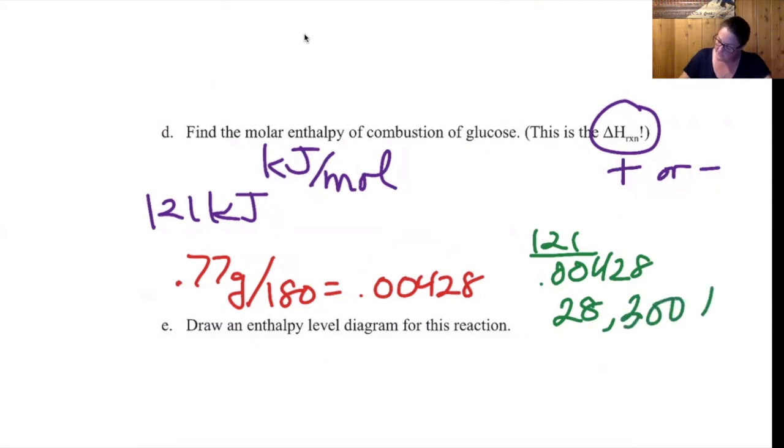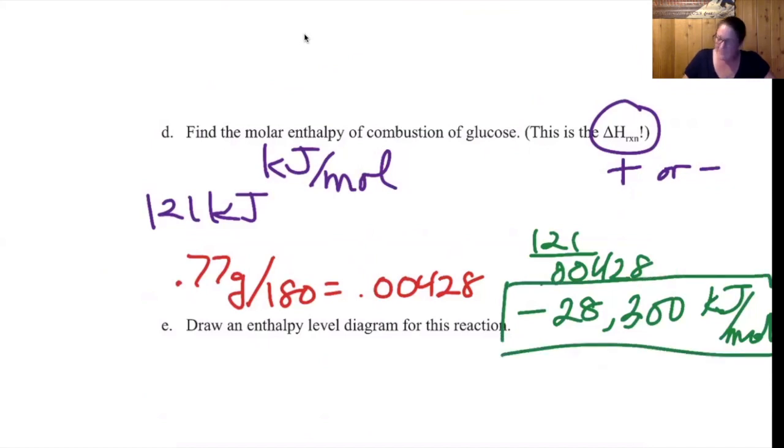28,300 kilojoules per mole. Was this reaction endothermic or exothermic? Two ways I can tell. One, it's a combustion reaction, and all combustion reactions release energy. Another is I can tell that the water heated up, so the reaction must have released energy. So that is my delta H for the reaction.